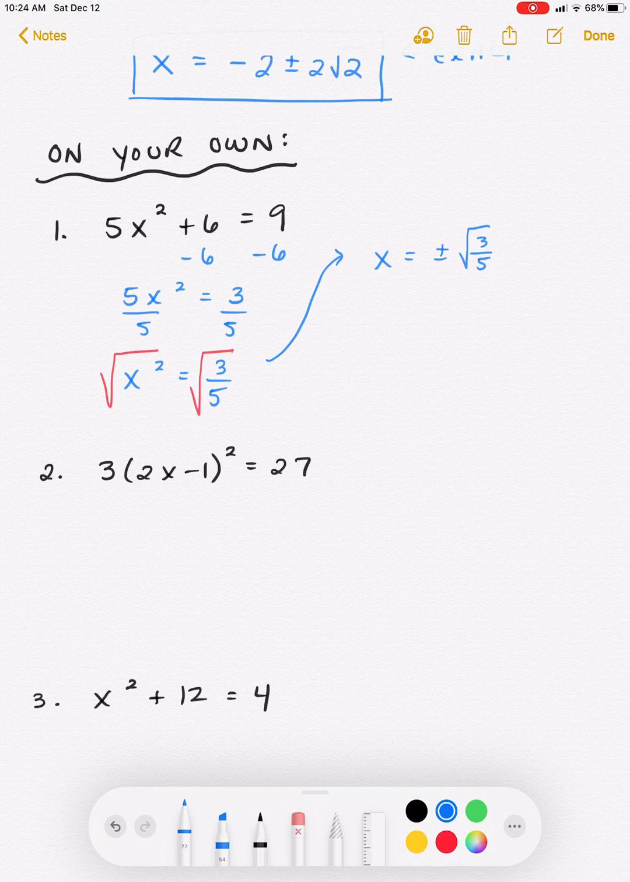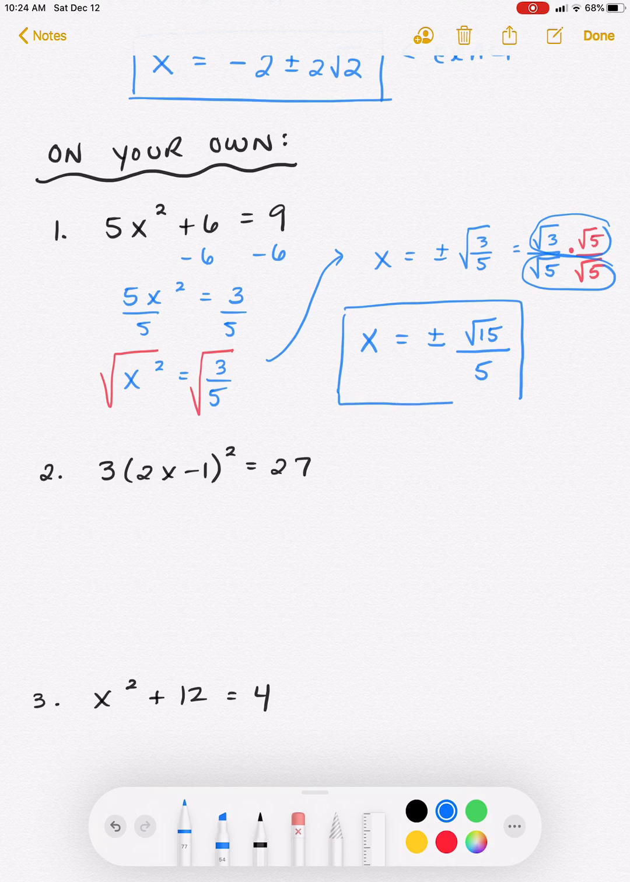And so what we're going to do is split the radical, okay, as the square root of 3 and the square root of 5, and we're going to rationalize it by multiplying the numerator and the denominator by the square root of 5. And so our answer is going to be plus or minus square root of 3 times square root of 5 is square root of 15, and then square root of 5 times square root of 5 is going to put a whole number 5 in the denominator. And that is going to be the simplified exact solution.